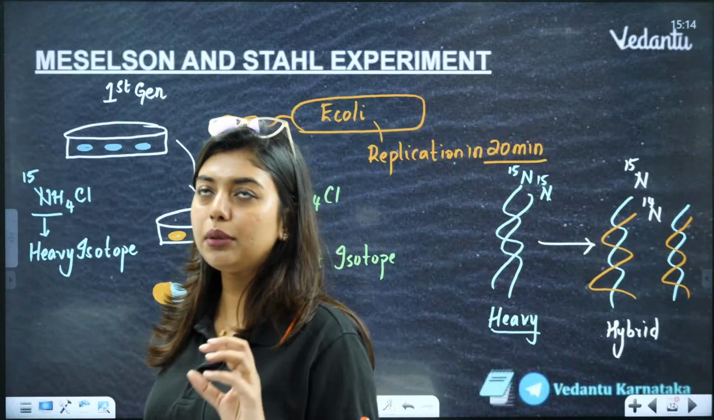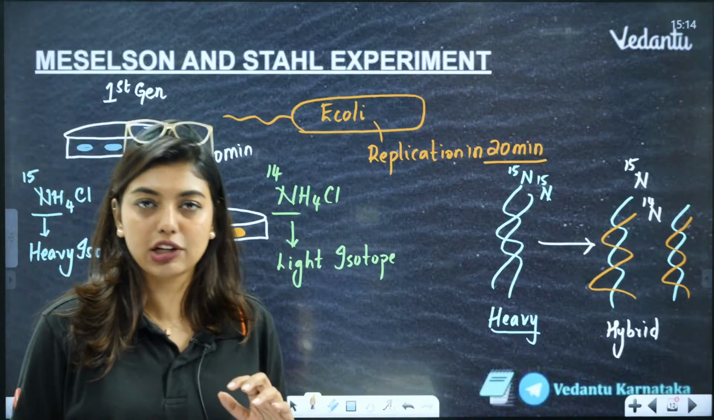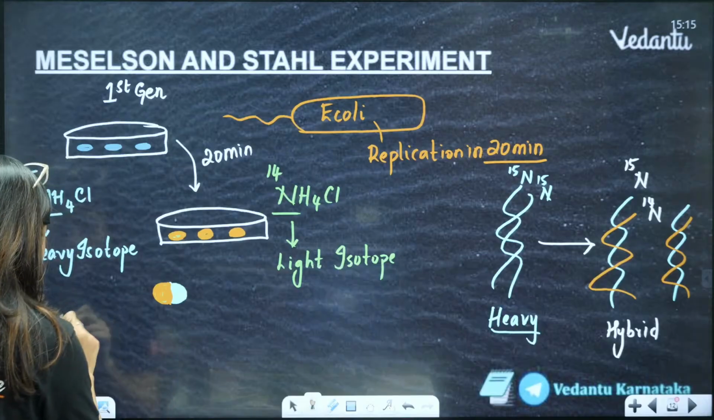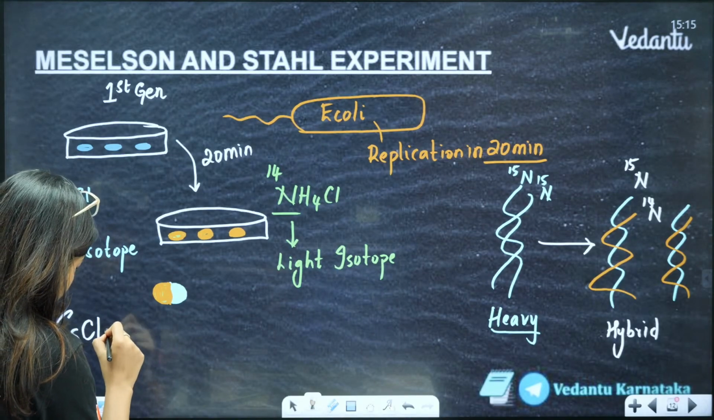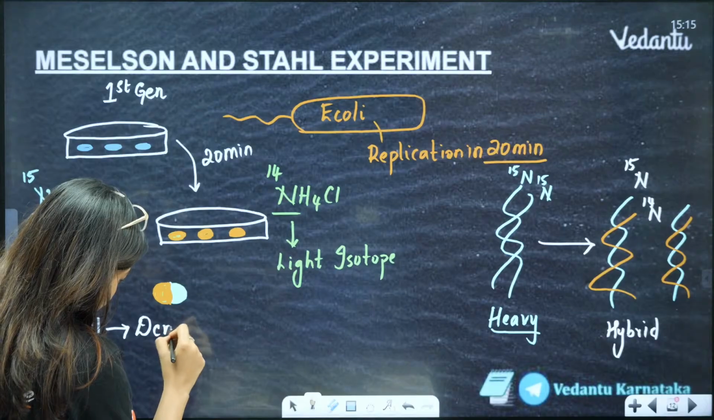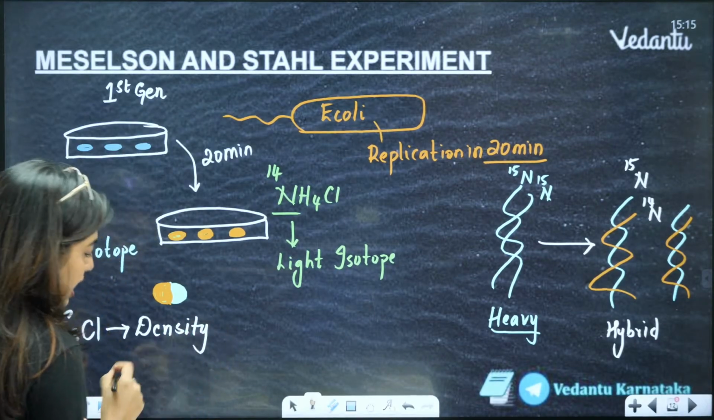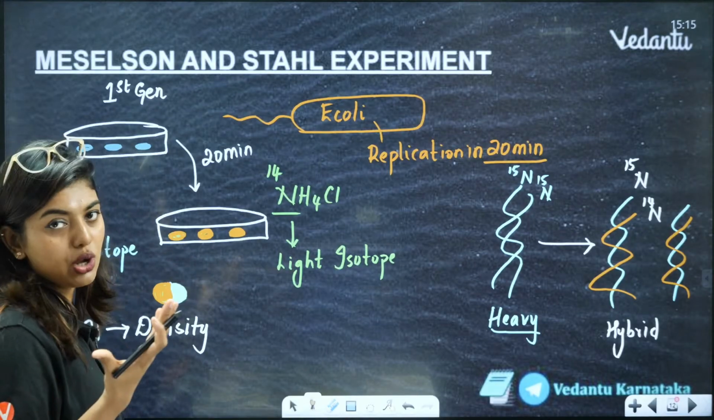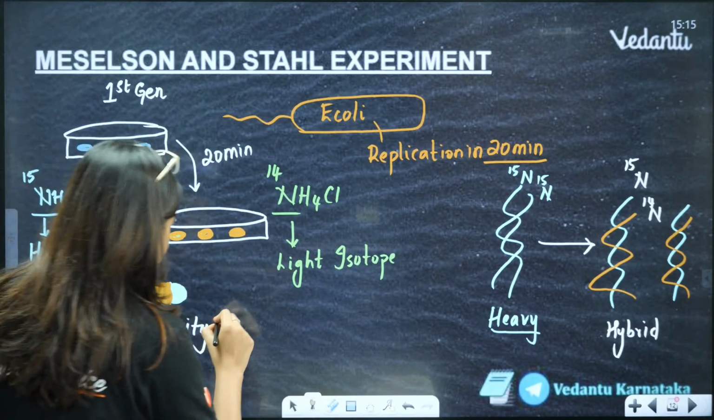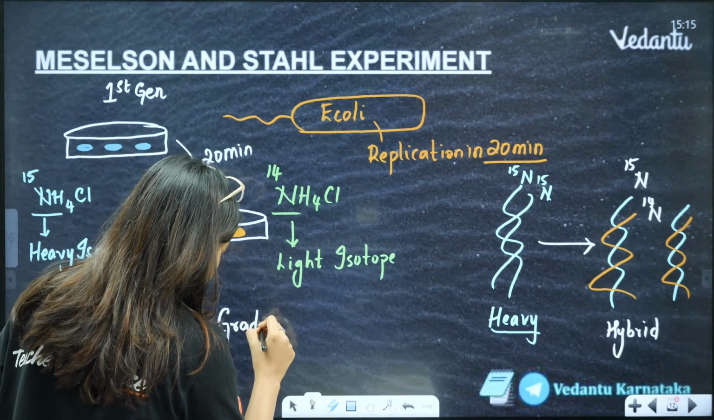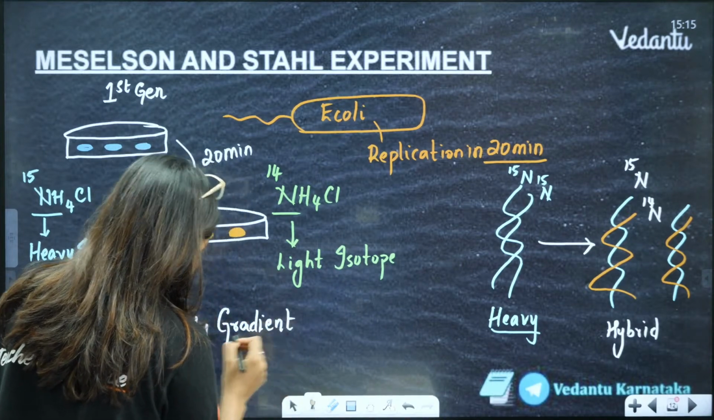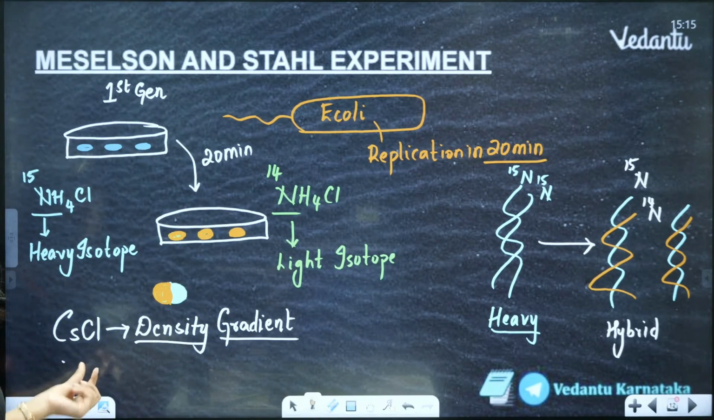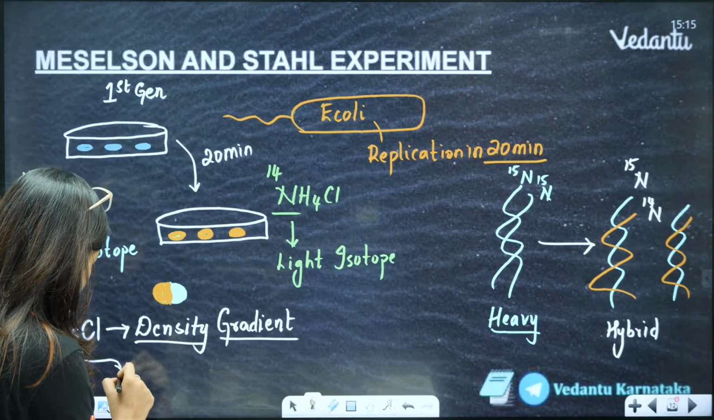After all this, they will be put into cesium chloride and they will do centrifugation of it. That also you have to remember here. Cesium chloride is for the density gradient, because here one is heavy, one is light, and we are separating on the basis of density. But in the Hershey and Chase experiment it was radioactivity, so don't confuse them, okay. This is based on density gradient, correct. So we are going to take cesium chloride and we are going to do centrifugation.